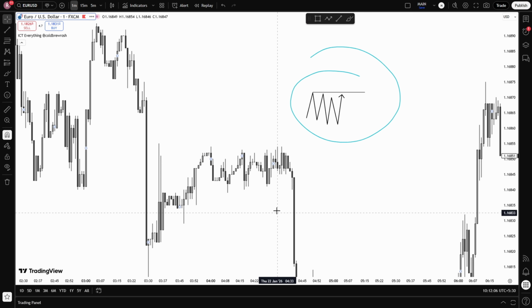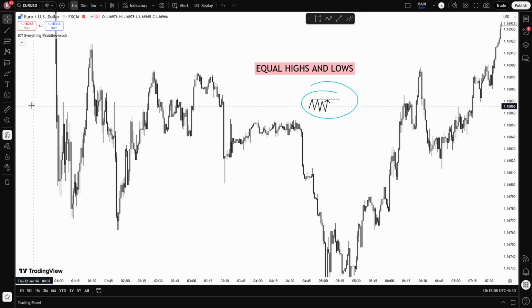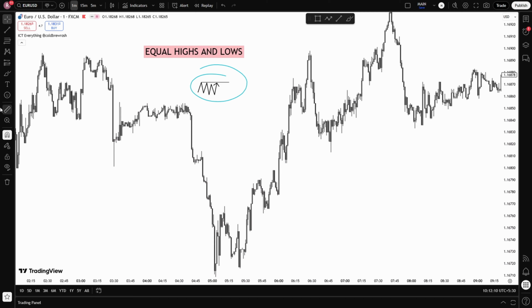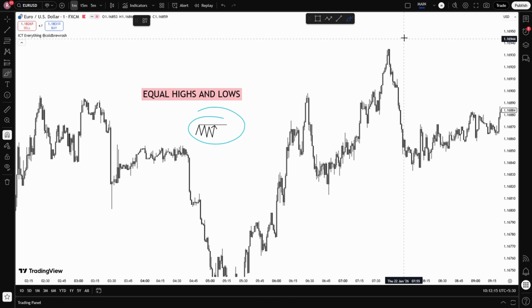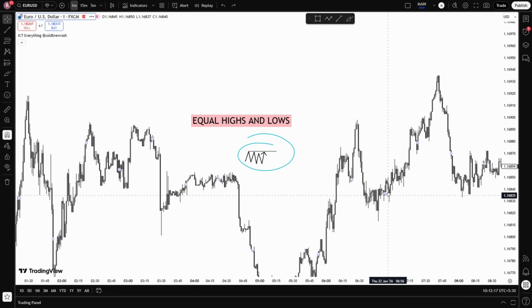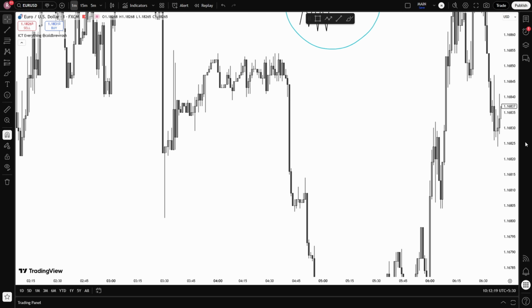Now, how do equal highs and lows form? They usually form during a trend. It does not matter whether the market is bullish or bearish. They can also form near swing highs and swing lows. Let me explain this in a simple way. Suppose the market is in a bearish continuation.